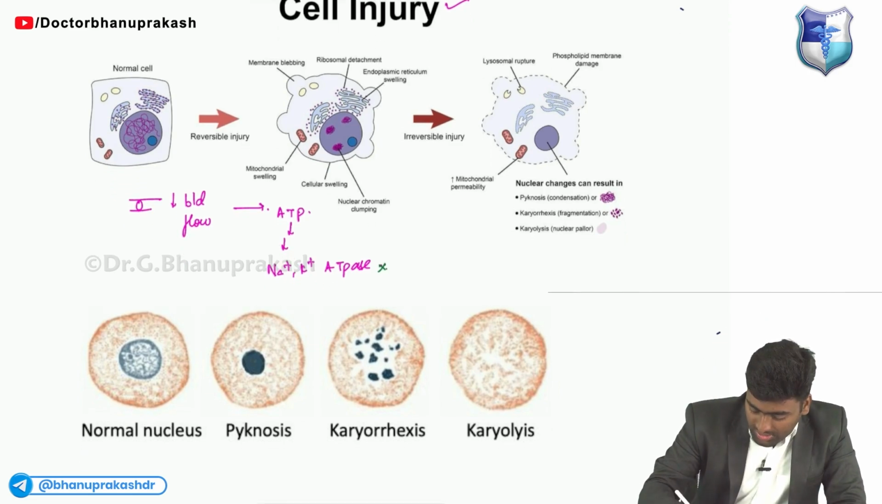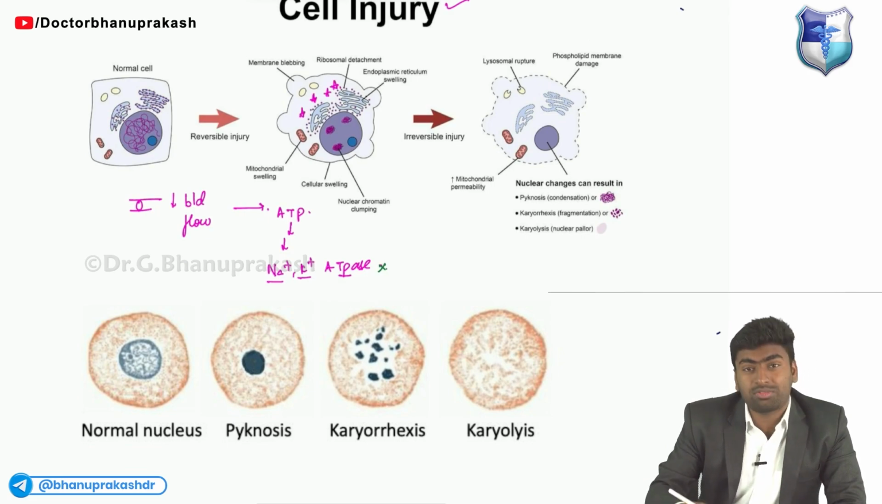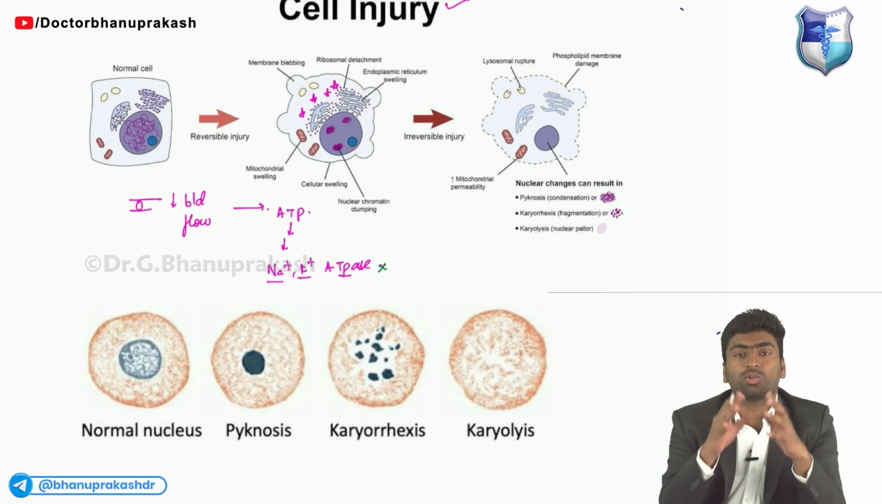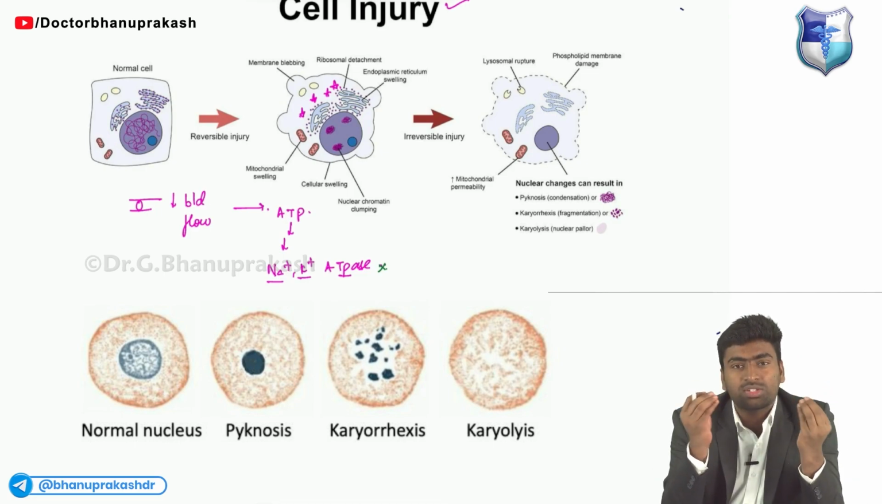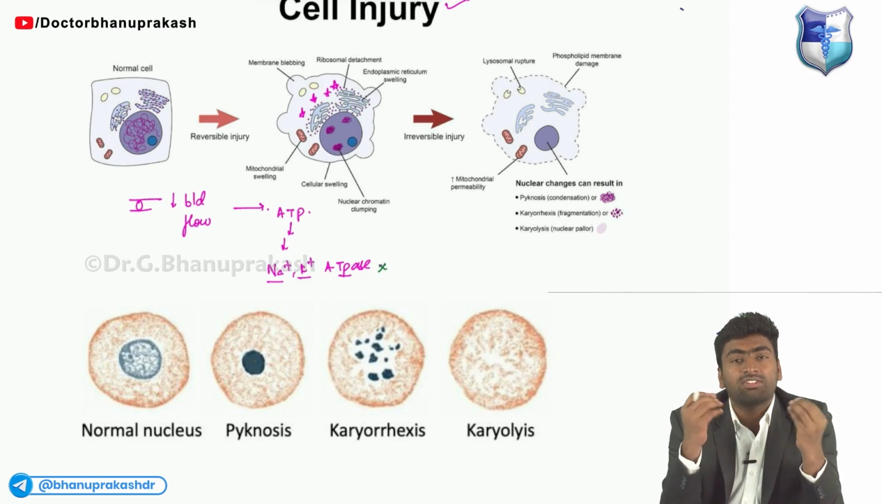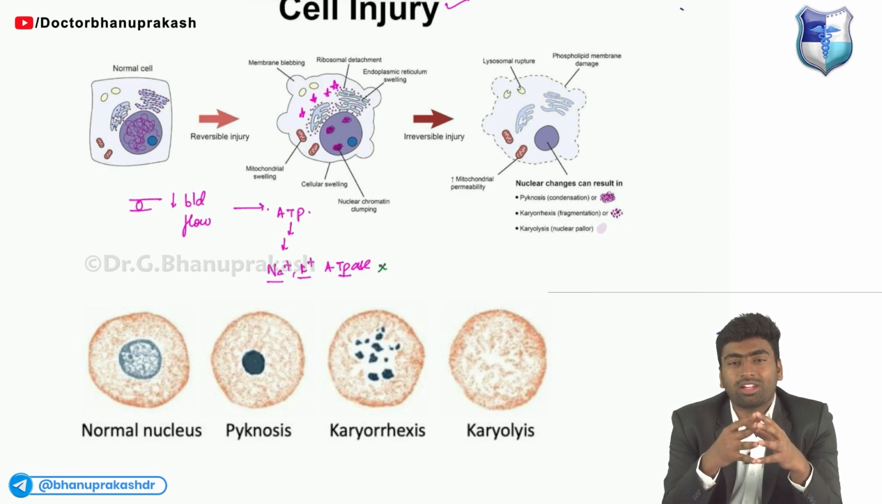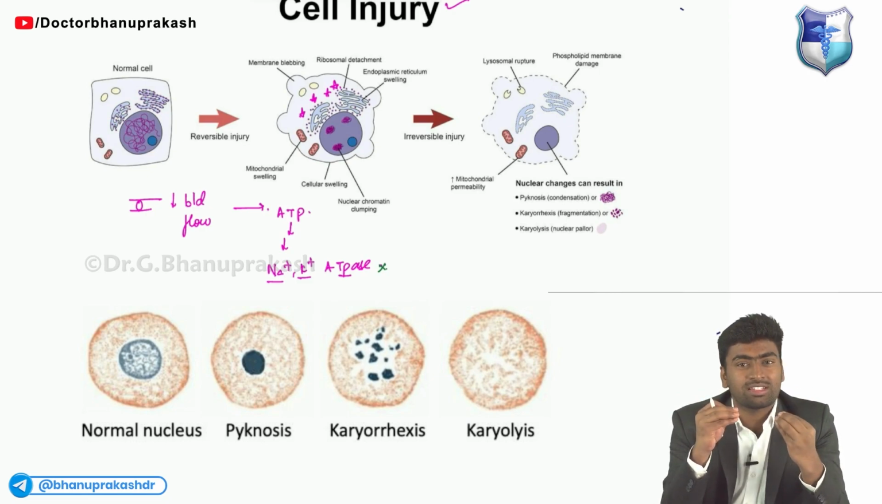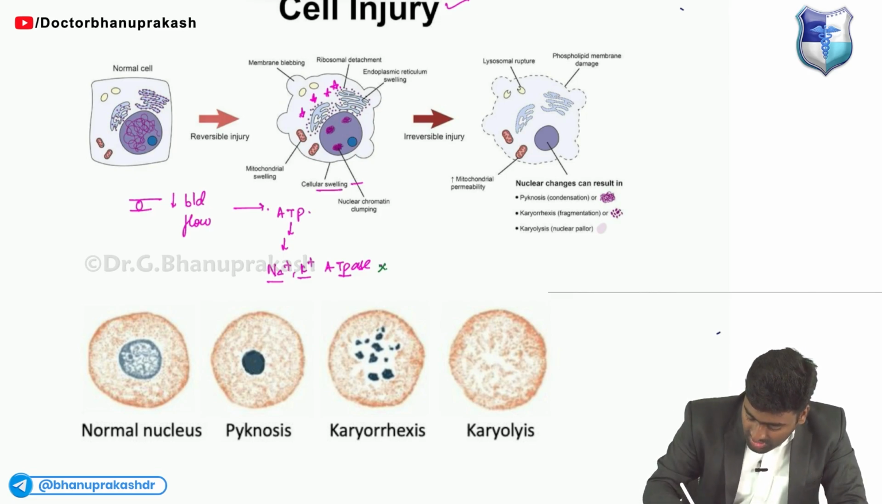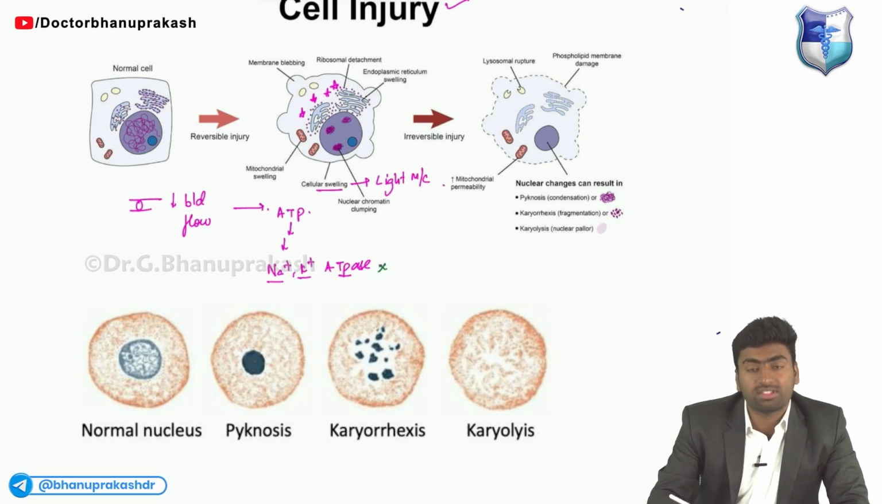Because there is no sodium potassium ATPase pump, the sodium will start collecting inside. When the sodium stays inside the cell, it will absorb more water. When it absorbs more water, we are able to see the first light microscopic change in cell injury, which is cellular swelling. So cellular swelling is the first light microscopic change, and this is known as the hydropic change.